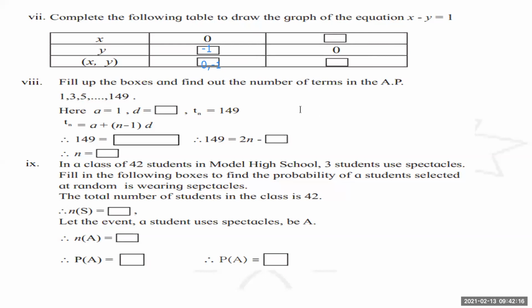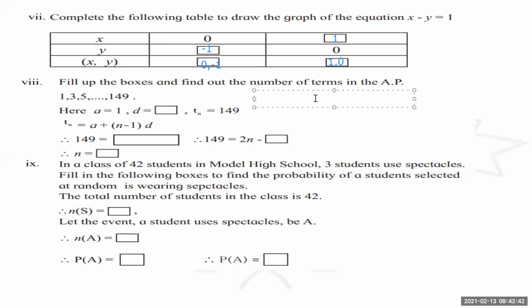Next case, check when the value of y is 0. When the value of y is 0, x is going to be 1. So x comma y will be 1 comma 0. Is this clear to all the students here? And you have to put this in brackets. Is this clear?